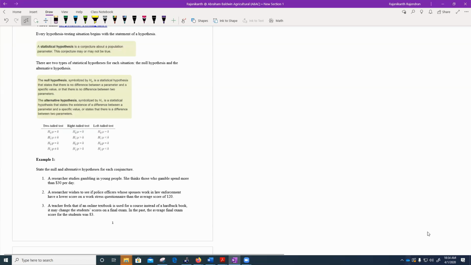Now there are two things we have to understand here. When you perform statistical hypothesis testing, we always have two things. One is called the null hypothesis, another one is the alternate hypothesis. Different statisticians use several notations, and here I'm using H naught for my null hypothesis, and I'm using H1 for my alternate hypothesis. This alternate hypothesis is always going to be your assumption. Whatever you assume is going to be your alternate hypothesis.